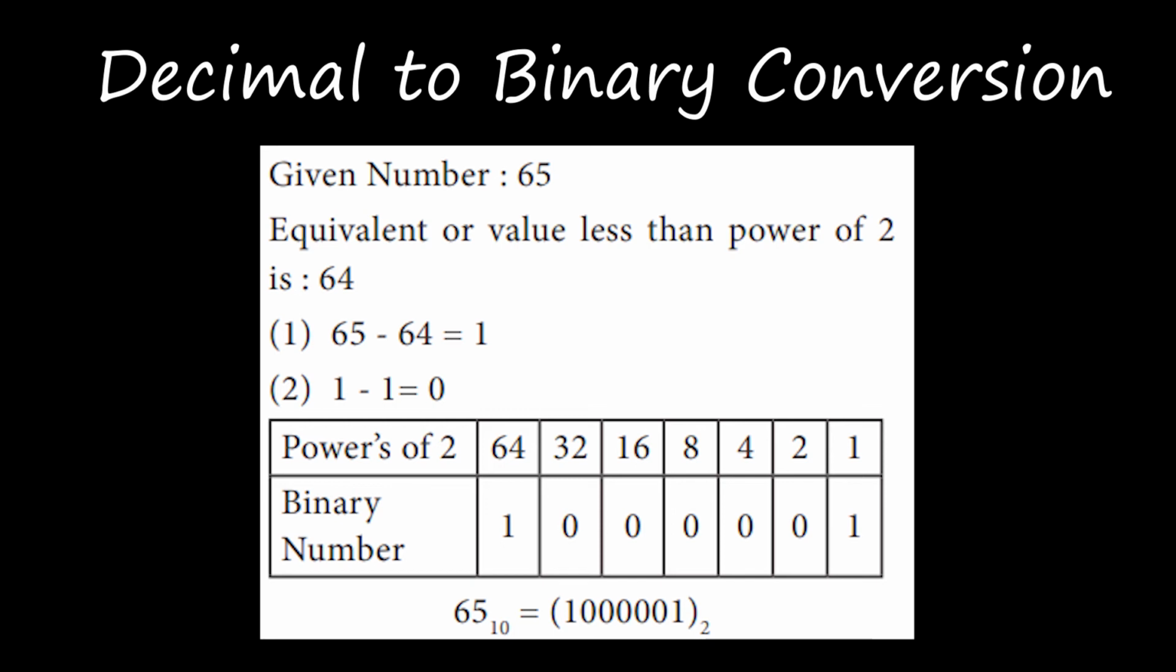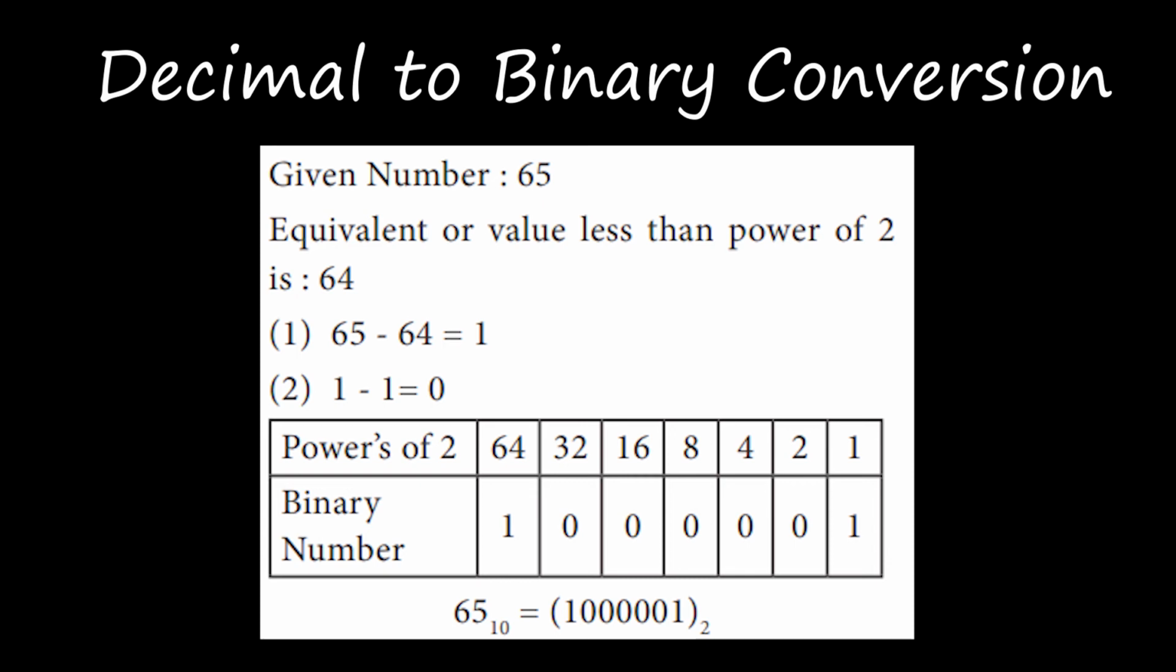And then 32 is greater than the remaining total, so set 32's bit to 0. Then 16 is greater than the remaining total, so set the 16's bit to 0. 8 is greater than the remaining total, so set the 8's bit to 0. 4, same way, greater than the remaining total, so 4's bit is 0. And then 2 is greater than the remaining total, therefore 2's bit is 0. As the remaining value is equal to 1's bit, set it to 1. So 1 minus 1 is 0. Right? So here the conversion is done.